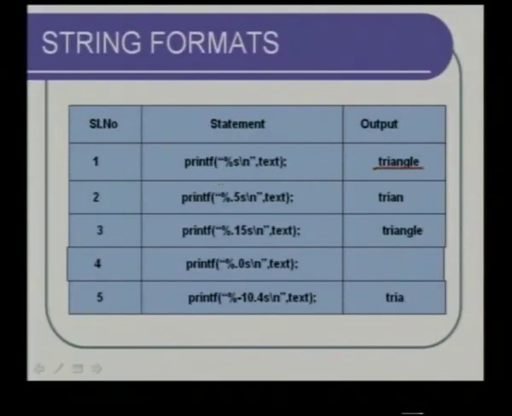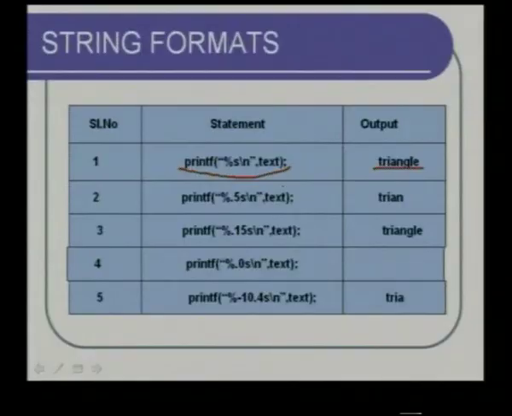Now, this text is nothing but triangle. So, this is the general format: printf %s and text. It will print the string. Now, this 0.5, 15, minus 10.4, all these are for printing certain characters alone from the string. Say the size of the string is 10, and I want only the first 4 or first 5 characters. In that case, I can use digits like this.